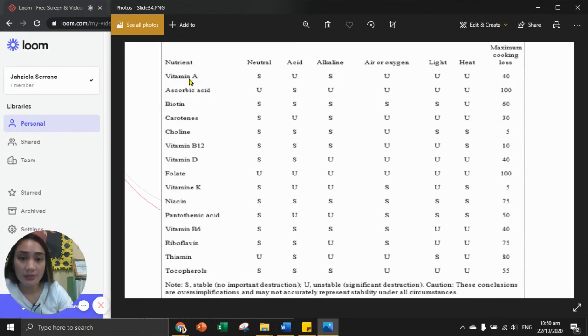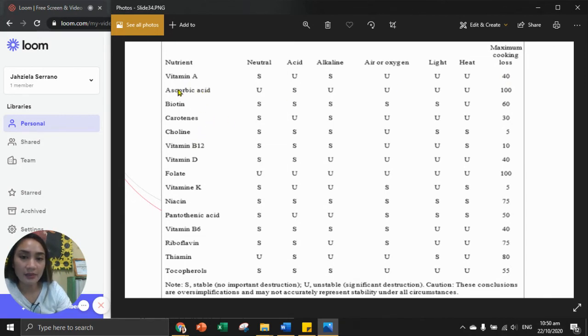So, dito, ang vitamin A natin, under neutral, stable siya. However, pagdating sa acid, in-expose mo siya with pH that is low, from 0 to 7, it becomes unstable. So, ganun din, when you expose it to air or oxygen, unstable siya. With exposure to radiation or light and also increased in temperature, magiging unstable din siya. So, itong maximum cooking loss, I think this is just the percentage. So, upon cooking, yung loss agad ng vitamin A is 40%.